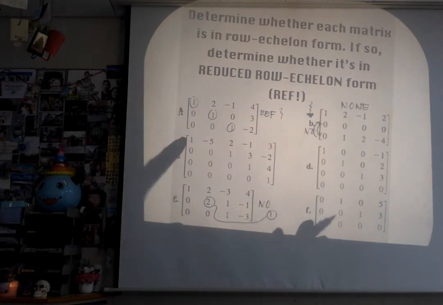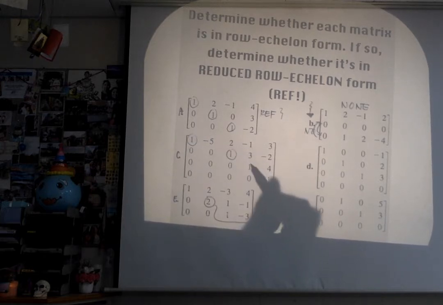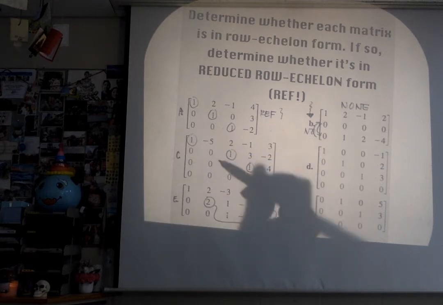Let's go here. Is this one REF? Let's look. The first leading one, that's another leading one, that's a leading one, that's a leading one. And below it is all zeros.